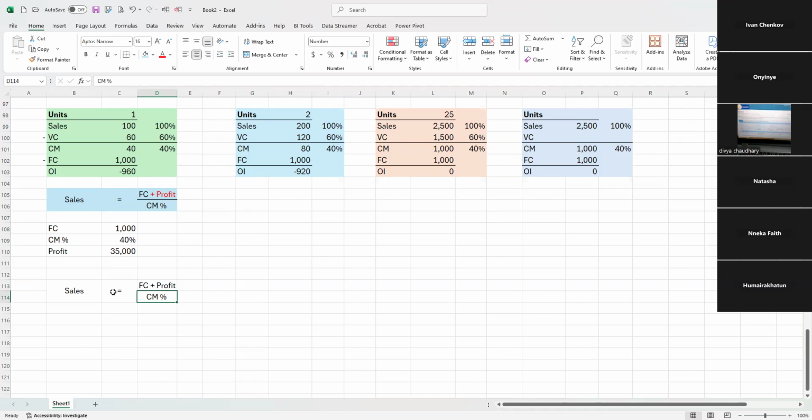Let's do that and see what we're going to have. So the fixed cost is 1,000 plus 35,000, that's 36,000, divided by the contribution margin ratio, which is 40%. And what's the number that we're going to get?